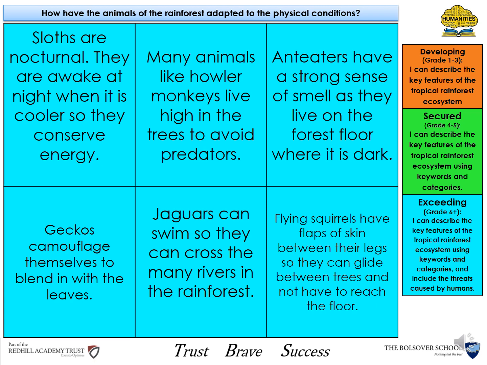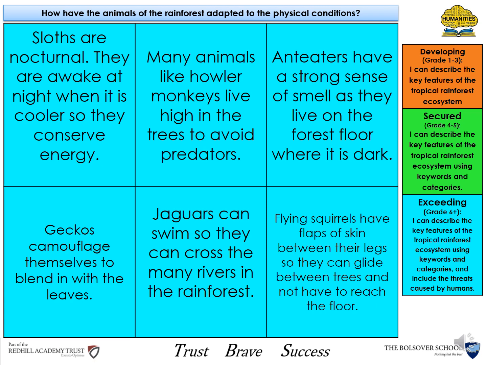Geckos use camouflage, they blend in with the leaves, and jaguars swim so they can cross a lot of the rivers in the rainforest, because rainforests rain every day, so there's lots of rivers there. So if a jaguar is going to survive, it can't just stay in one area, it's got to be able to move around, so they can swim.